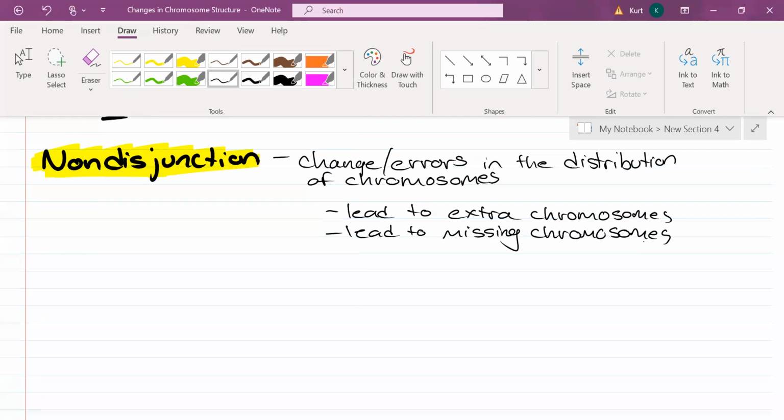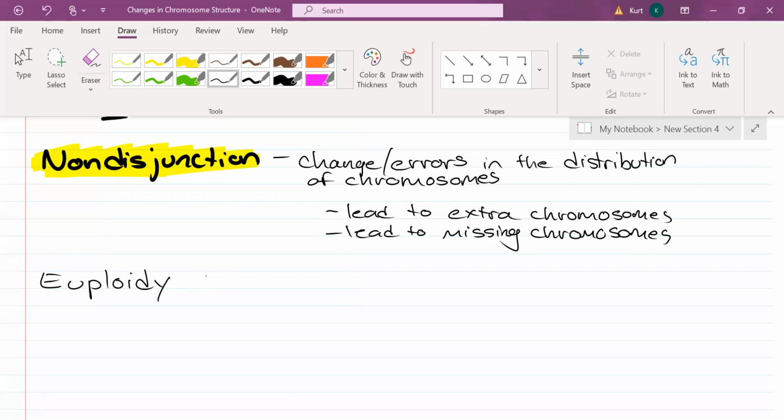So non-disjunction is something that you see on the whiteboard. I'm going to break that down further up here in your notes so it's recorded. But your next set of terms is going to be euploidy. And just use your Latin here. I want to see, I haven't asked anyone this yet. What would you think the opposite of euploidy would be?